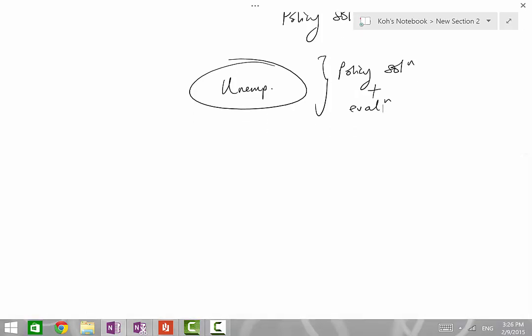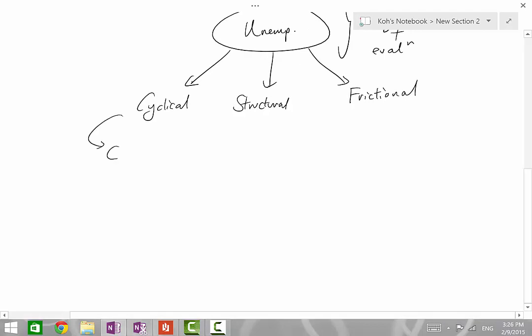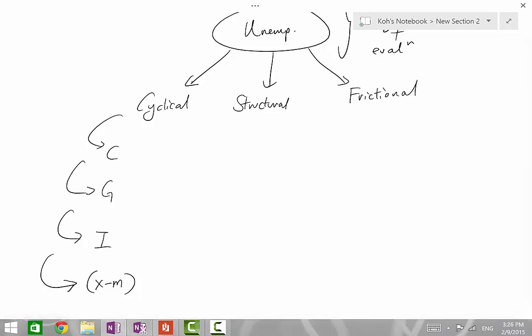So let's say I look at unemployment. I'm going to break this down into the three main types: cyclical unemployment, structural unemployment, as well as frictional unemployment. And we know that cyclical unemployment happens when there's a fall in C, G, I, or X minus M. When I say root causes, we really need to drill down into the underlying factors that affect C, G, I, and X minus M.